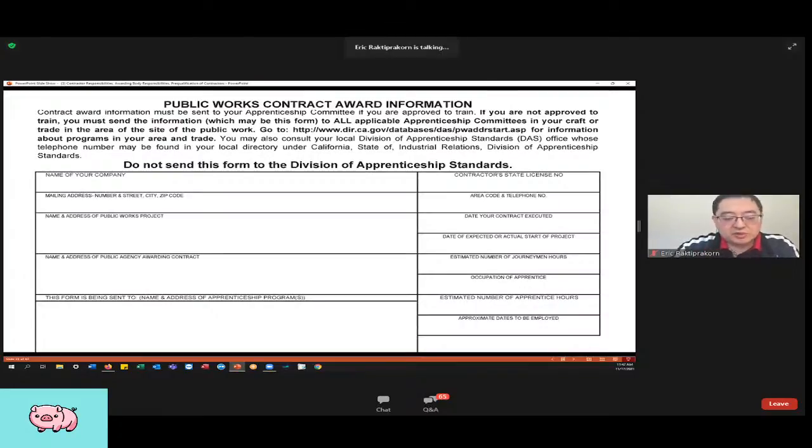Here we have a DS-140. The contractors are required to submit this when apprenticeship requirements apply. So this must be filed no later than when the first journeyman is on the project for all apprenticeable crafts to approved apprenticeship programs. The DS-140, for it to be considered valid, must include the following: contractor information, public agency information, project information, and apprentice program information.